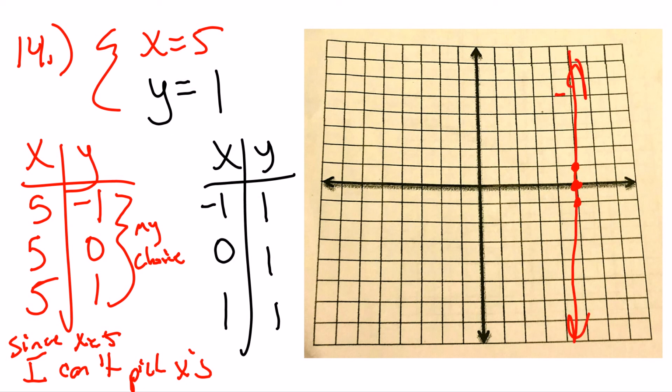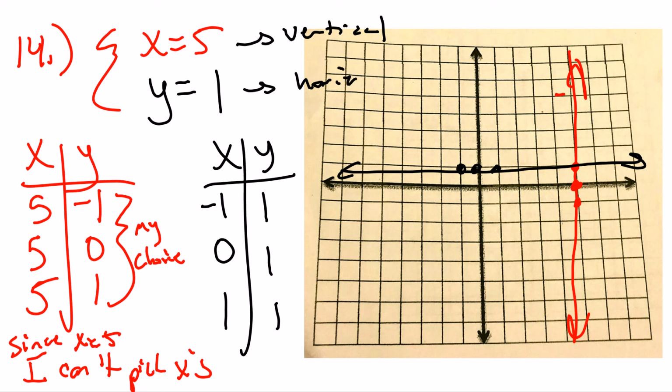All right, now I do the black line. Negative 1, 1, 0, 1, 1, 1. Now it's a left and right line. So if it's x, it's vertical. If it's y, it's horizontal. So it's really easy to see the solution. The solution is just going to be x first, 5, 1 is the solution.